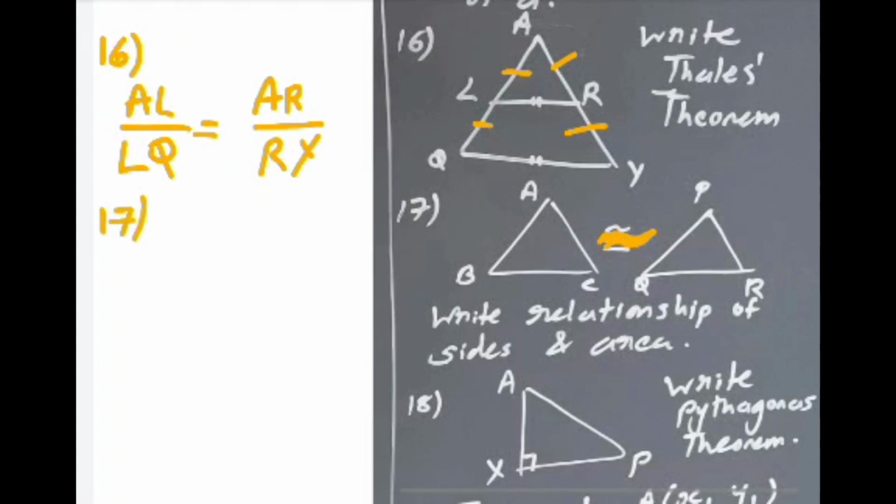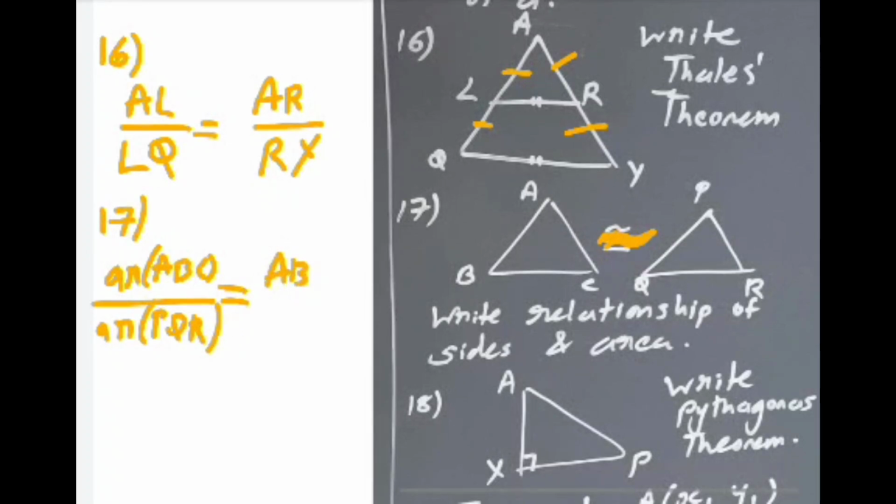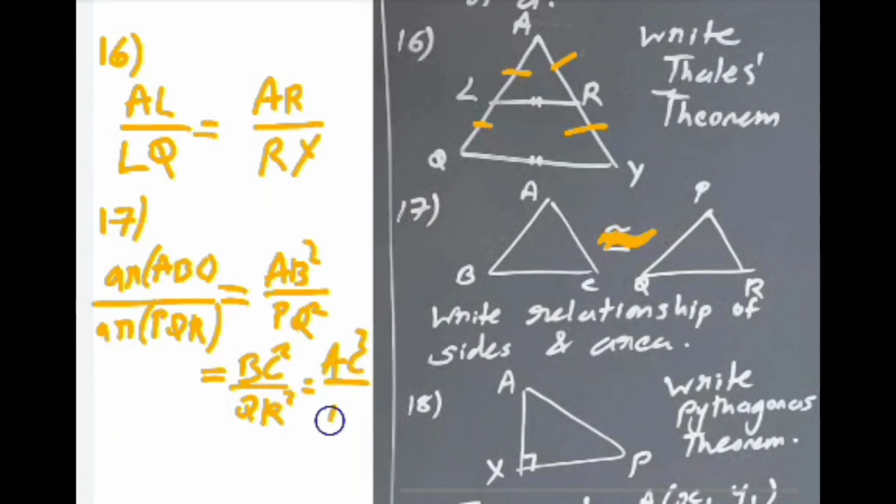Now if these two triangles are similar, for the similar triangles, write relation of sides and area. So that theorem we can write it like this: area of triangle ABC upon area of triangle PQR, that is equal to side square. So you can write like AB square upon PQ square is equal to BC square upon QR square is equal to AC square upon PR square. Okay, so this is how you can write that theorem.